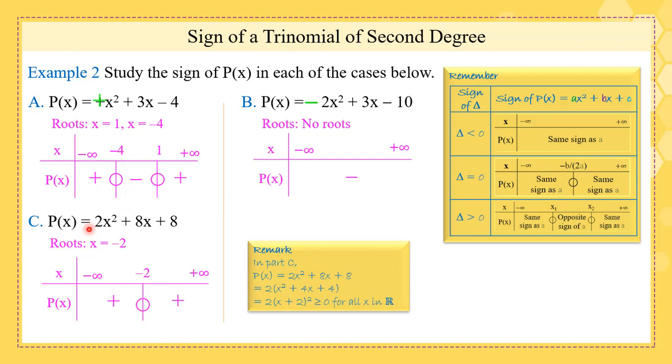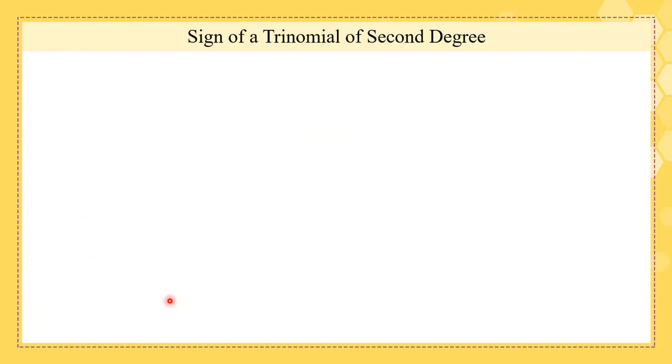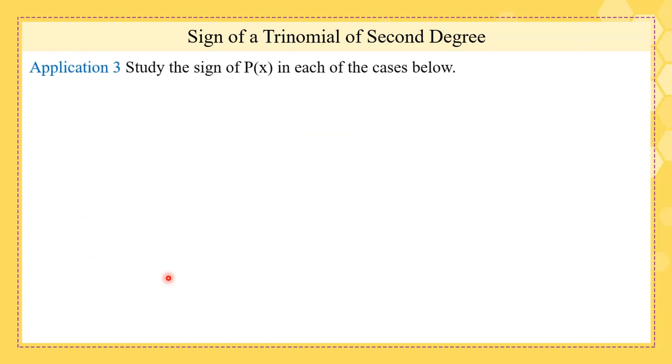Now, specifically in this case, if we just take 2 in common, we get x squared plus 4x plus 4, and this is an identity. This is the same as 2 times x plus 2 quantity squared, which is always positive or equal to 0. And this is what we get in the sign table. Now, please try to do these applications alone and try to pause the video while working.